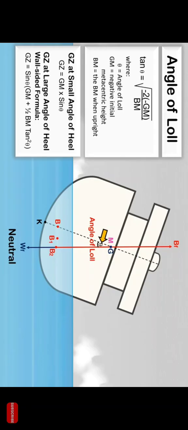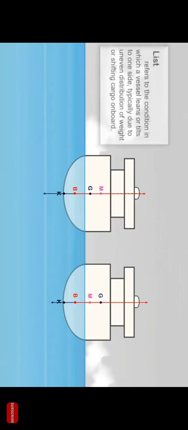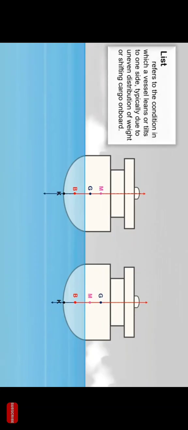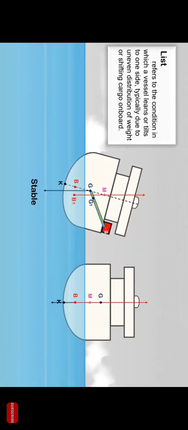At first glance, it seems that the ship is listing. But angle of loll is different from list. Let us compare these two conditions. List refers to the condition in which a vessel leans or tilts to one side, typically due to uneven distribution of weight or shifting cargo on board. Let's say the ship is in stable condition, and we will add a weight to this side. The ship's center of gravity will move towards the center of gravity of the weight being loaded.